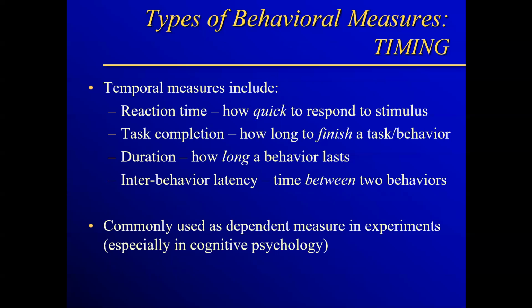And so you can imagine that if you were doing some type of quitting smoking program, at the beginning of the program, the time between smoking might be half an hour or might be 20 minutes. And at the end of the program, the time between smoking might be several hours. So you can see some differences there. Anyways, I think these are pretty straightforward when it comes to timing. Timing behavioral measures are commonly used as a dependent measure in cognitive psychology, just as an aside, as a fun fact.